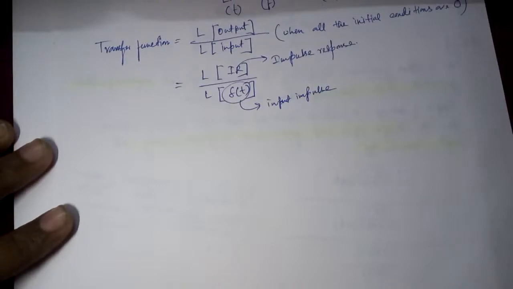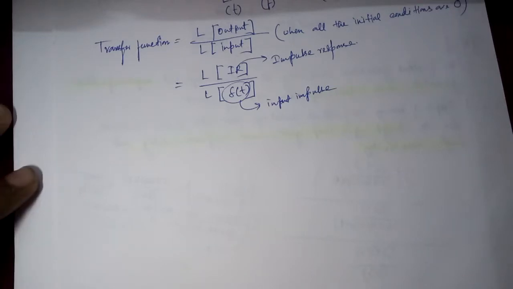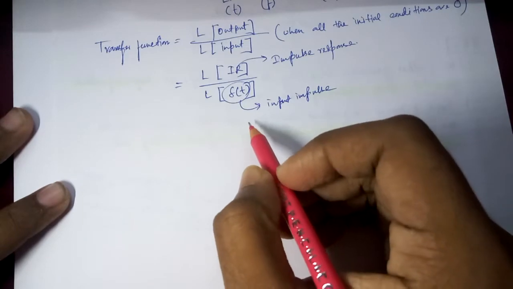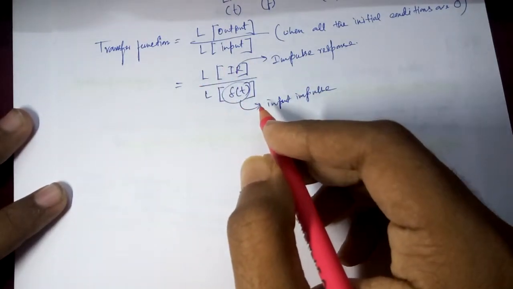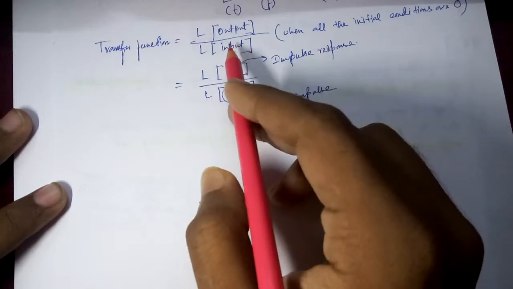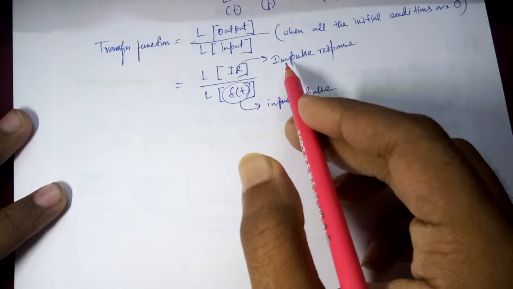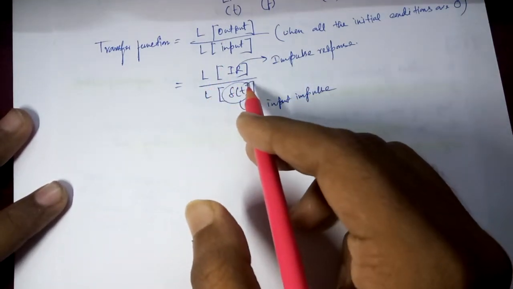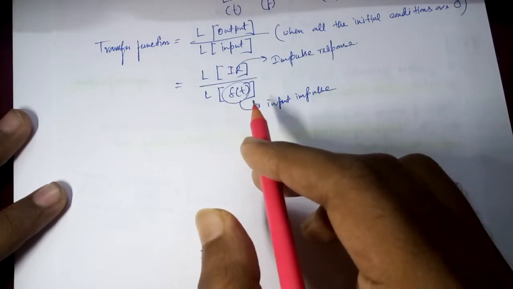Hello friends, now this is part 2 of my mathematical model series, and previously I have completed up to this point: the transfer function, that is, Laplace transform of output by Laplace transform of input when all the initial conditions are 0. As an example, I have taken Laplace transform of impulse response by Laplace transform of input impulse.